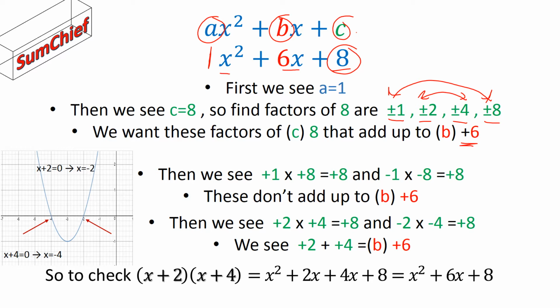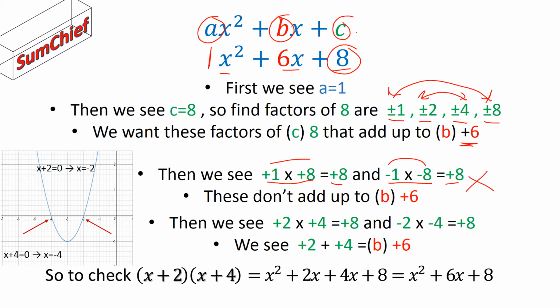So plus 1 and plus 8. Plus 1 times plus 8 equals plus 8, so that's good. And minus 1 times minus 8 is also plus 8, so that's all good. But what we see is that they don't add up to plus 6. Plus 1 plus 8 is 9, and minus 1 plus minus 8 is minus 9. So that's not 6. So this one's no good.